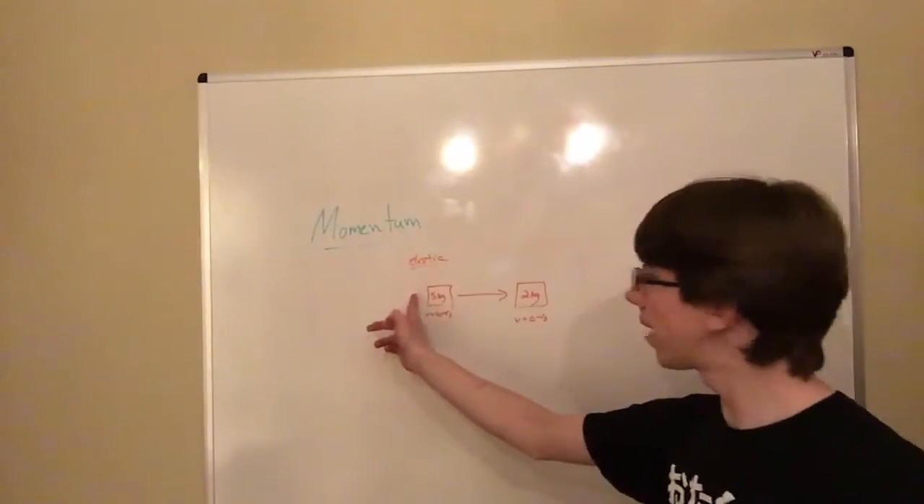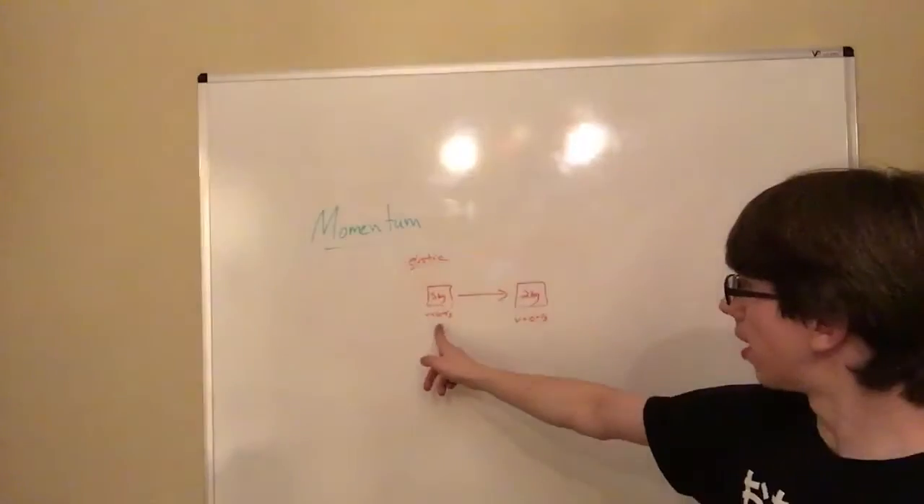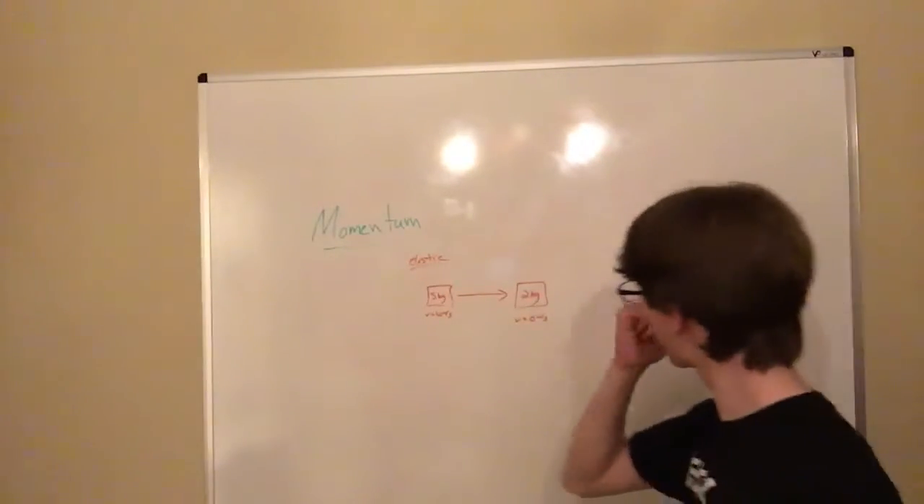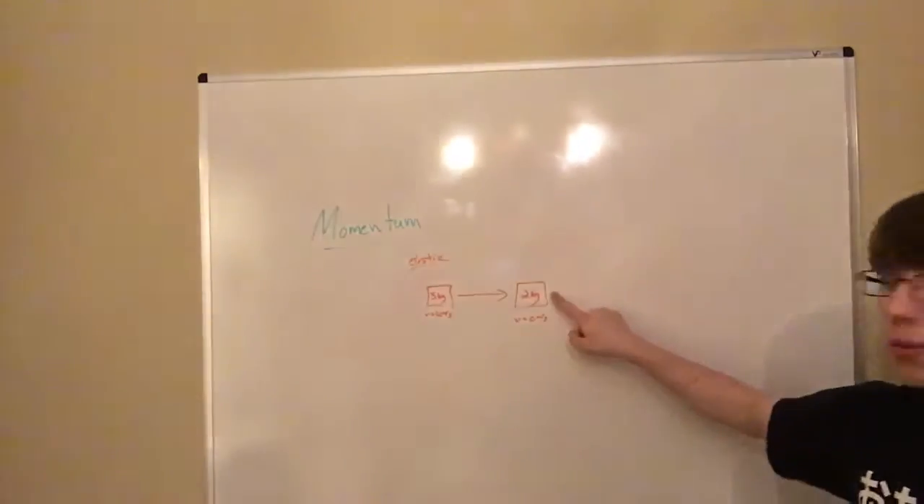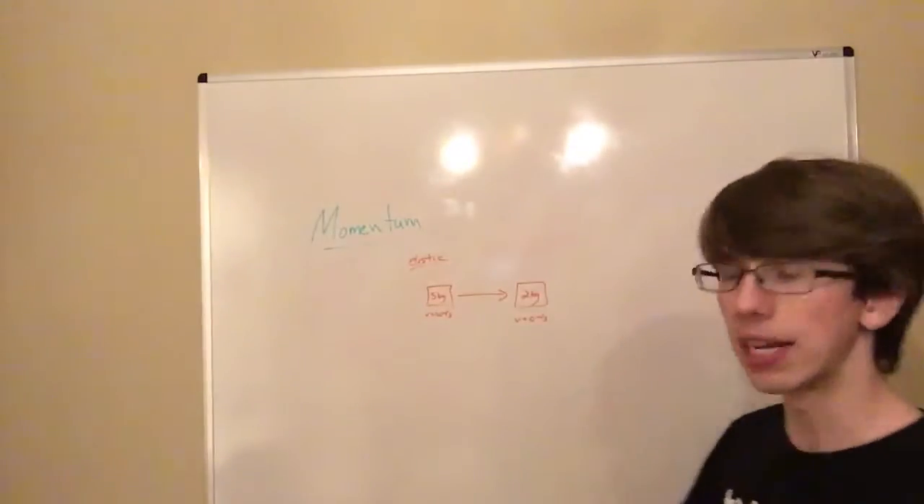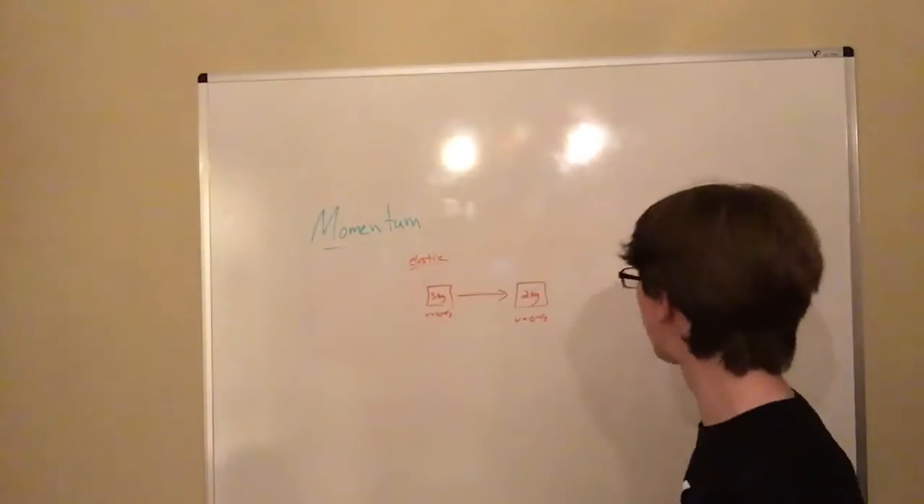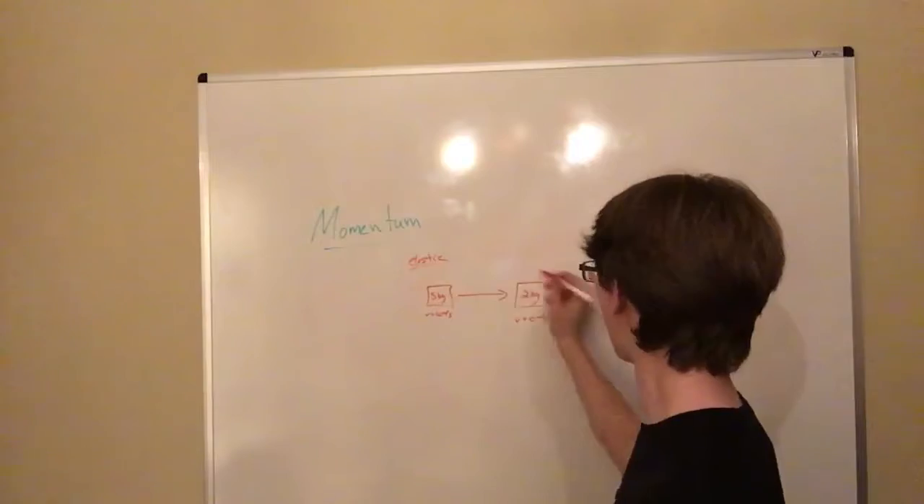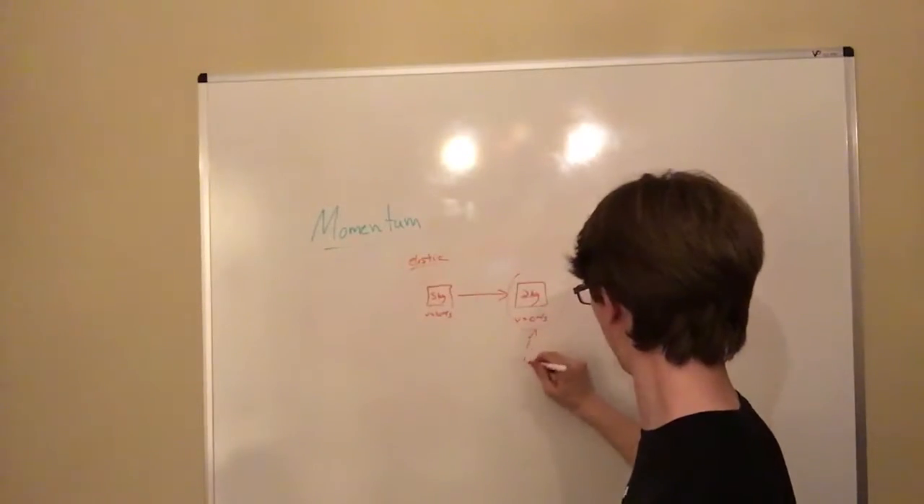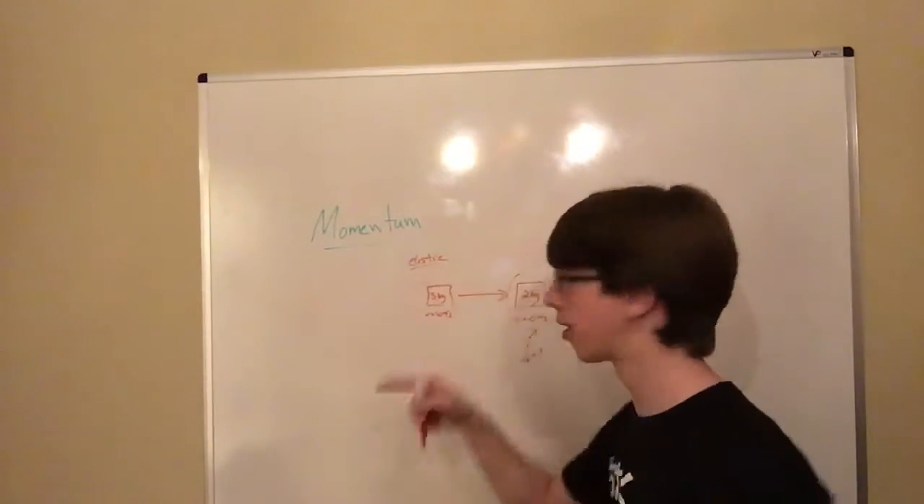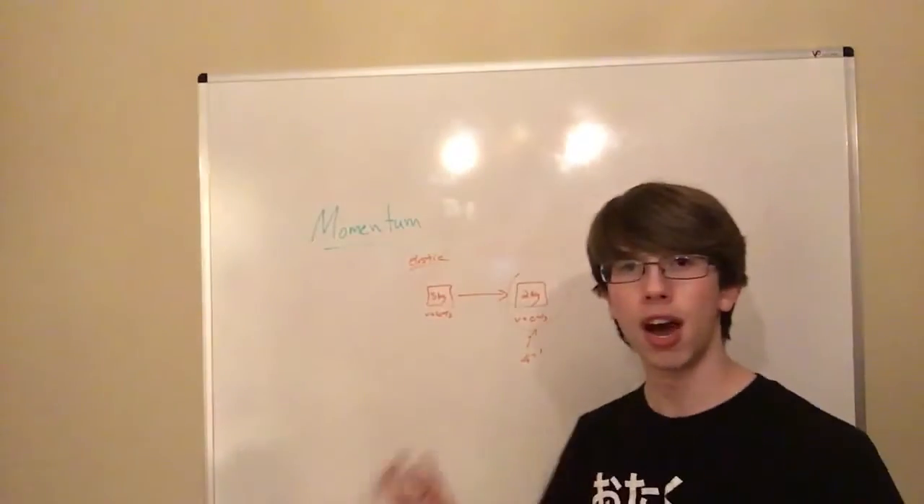And so here we have an example of an elastic collision. We have a 5 kilogram block moving at a velocity of 10 meters per second colliding with a block with a mass of 2 kilograms that is at rest. And we want to find the final velocity after the collision of this body.